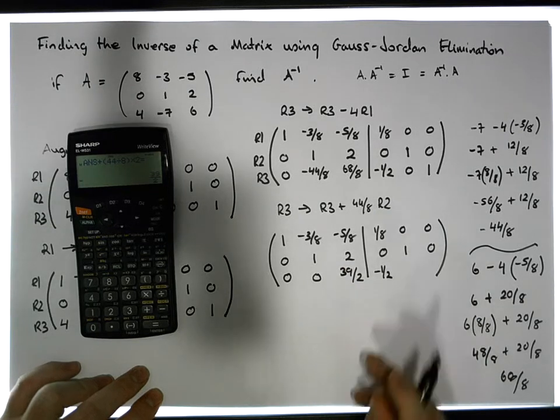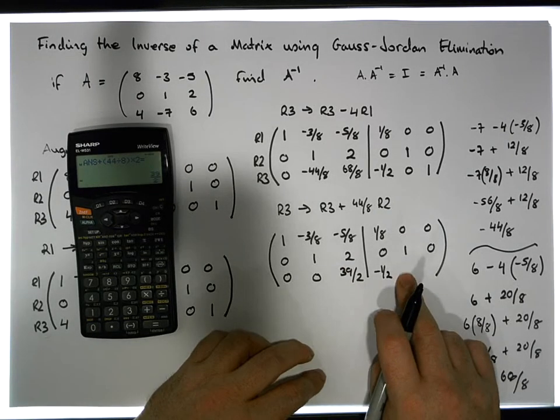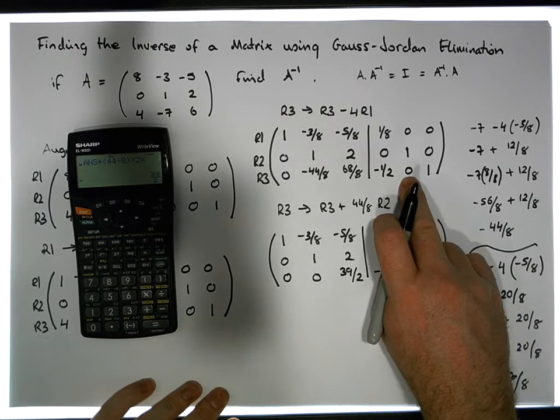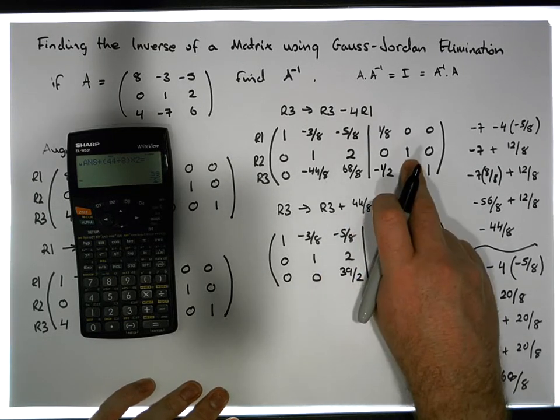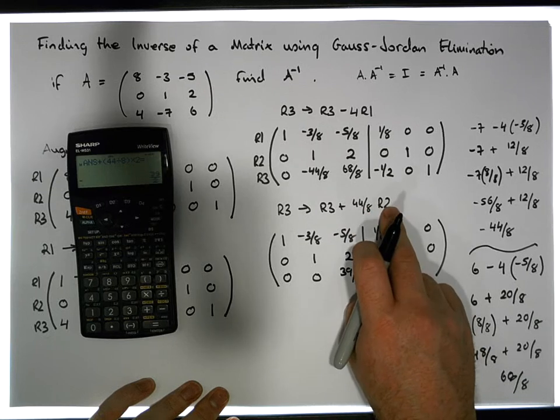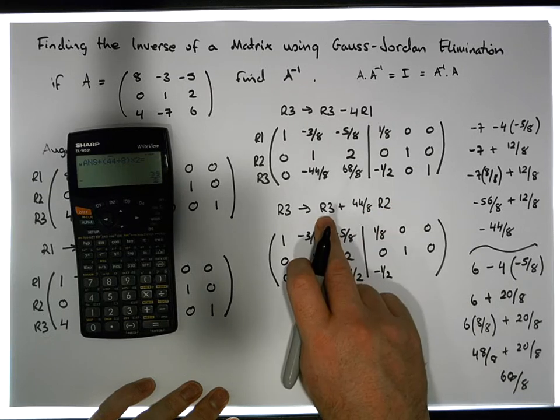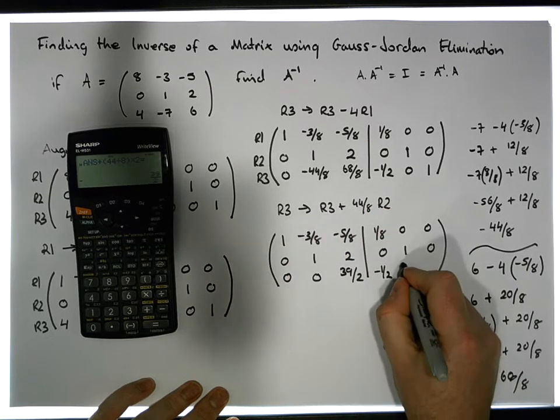What goes in here is row 3's current value, which is a 0, plus 44/8 of row 2's value. Now row 2's value is a 1, so 44/8 of 1 is 44/8. And row 3's value is a 0, so it's 0 plus 44/8 gives us 44/8.